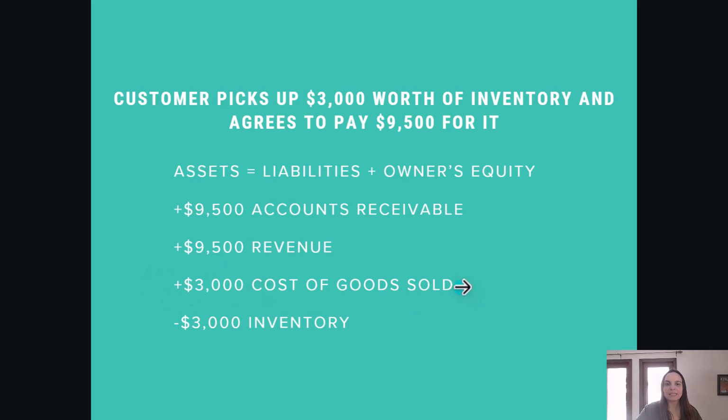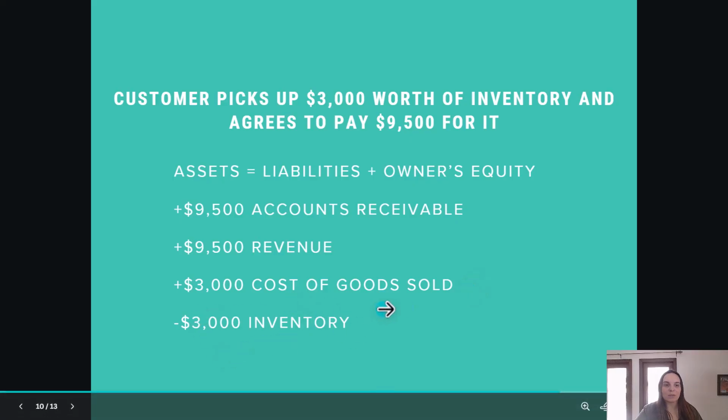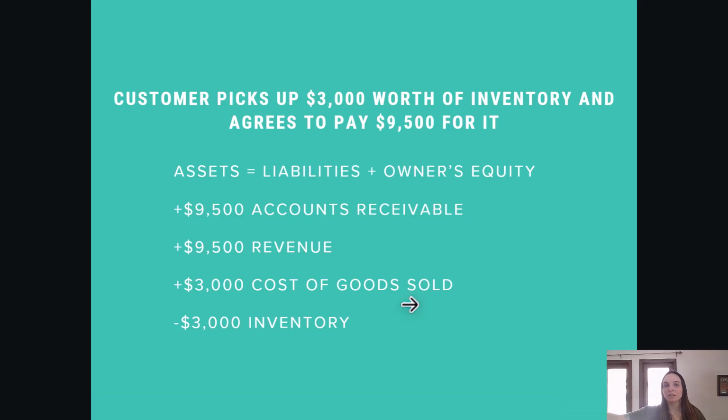So we are going to increase this expense account, cost of goods sold, by $3,000, and we're going to decrease our inventory by $3,000 because that $3,000 worth of inventory, we no longer own it. It's gone. Okay?